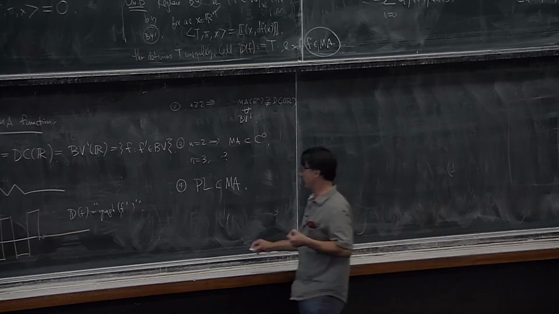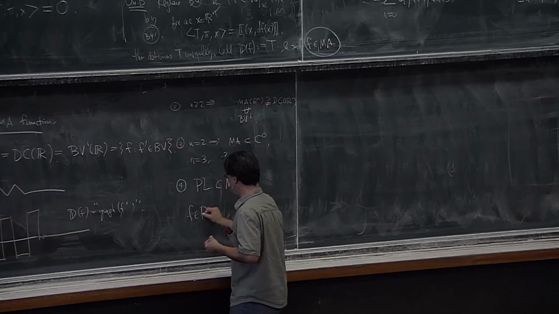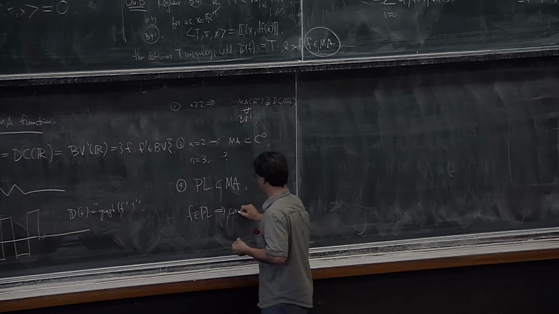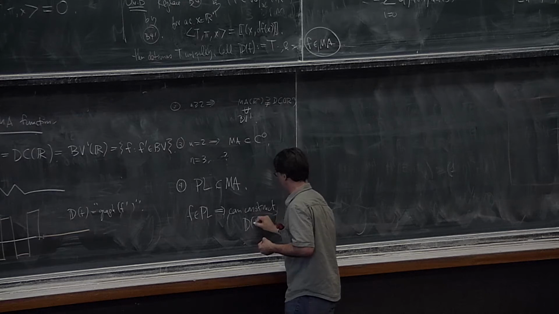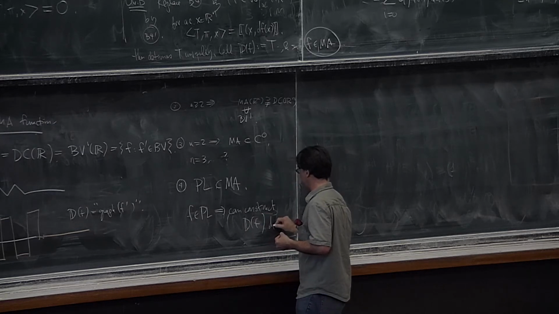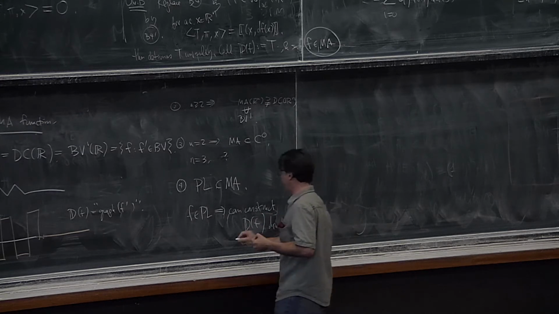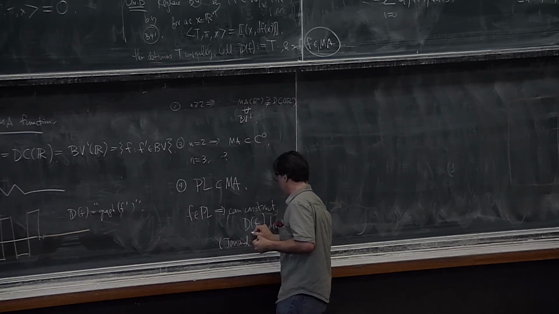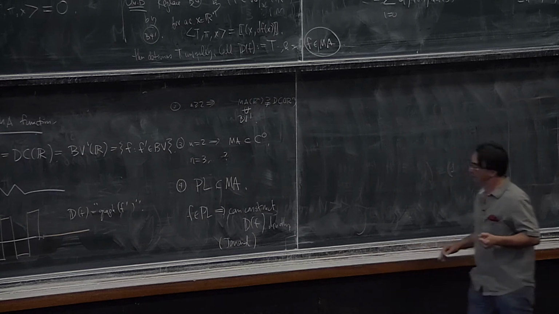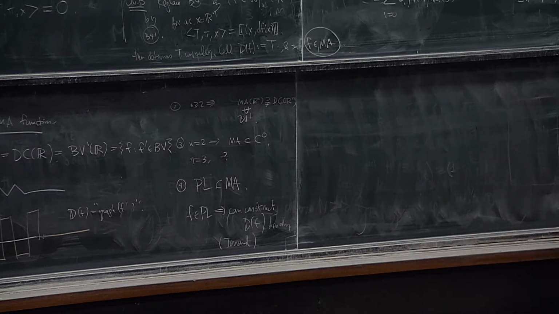So if f is in PL, you can construct d of f directly. For details about this in general, let's look at Bob Gerard, who has 2 papers on the subject. He does this in one of them. Let me just take 5 minutes and show you how this works in dimension 2.